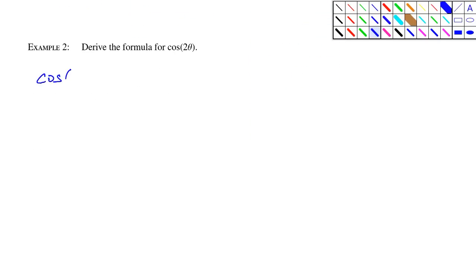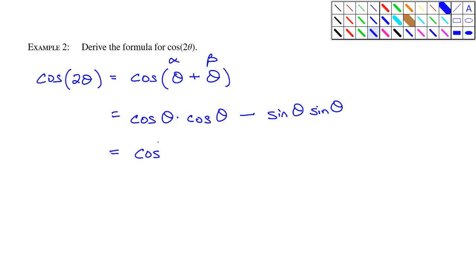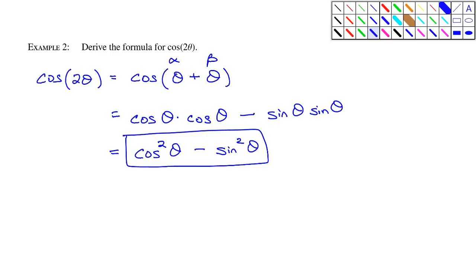So cosine of 2 theta, we'll pull the same trick on this, is going to be the cosine of theta plus theta. So we have an alpha and a beta. And so this is going to be the cosine of alpha, which is theta, times the cosine of beta, which is theta, minus the sine of alpha, that's theta, times the sine of beta, but that is theta as well. So this simplifies to cosine squared theta minus sine squared theta. And that's one of the double angle formulas for cosine.